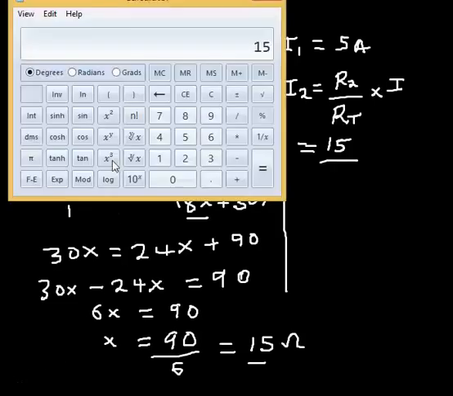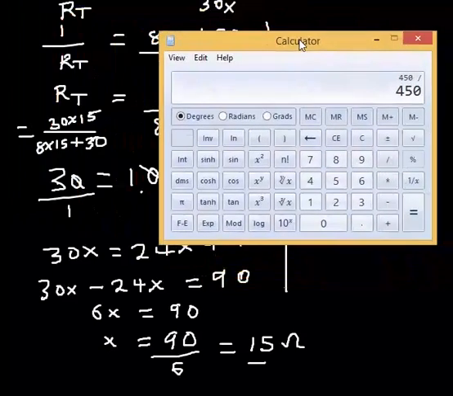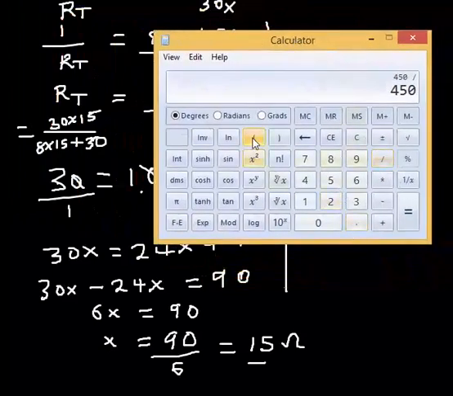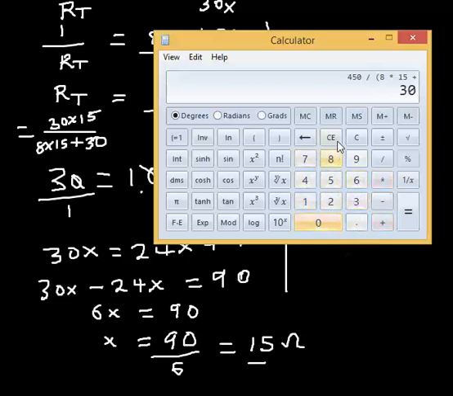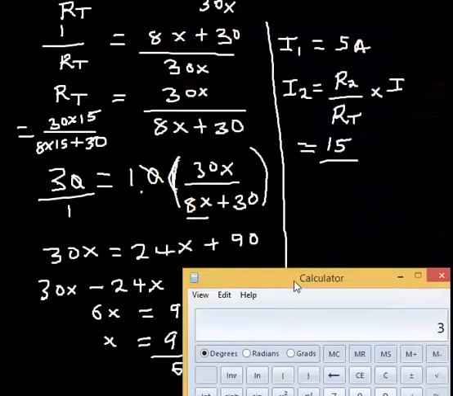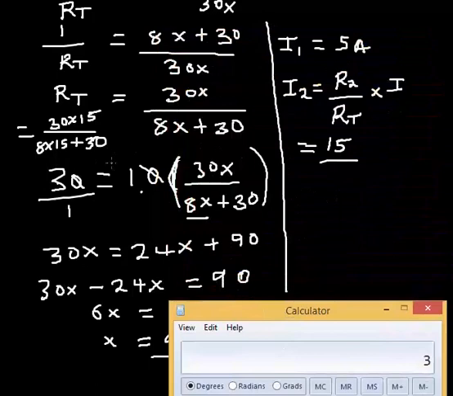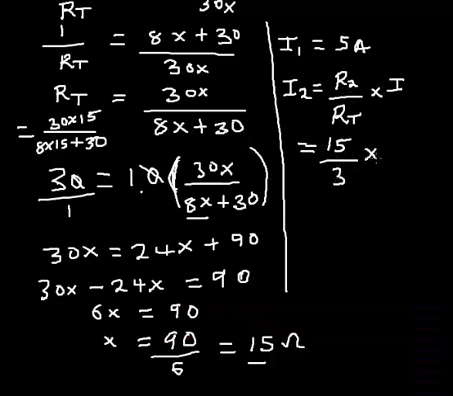So let me just get that at once. All right, so let's do that. 30 times 15, that's giving me 450. Then divided by, bracket open, 8 times 15, then plus 30, bracket close, equal to, that's 3. Okay, so my total resistance is 3. So I'm going to have 15 divided by 3, then multiply by the total current, 10.